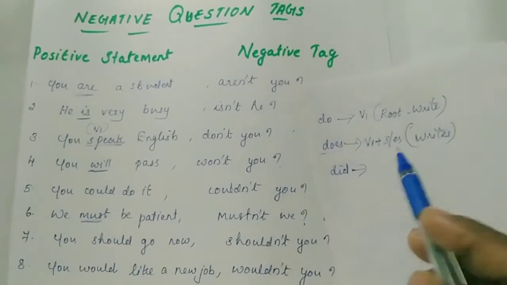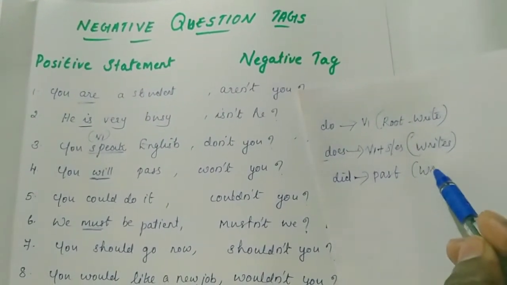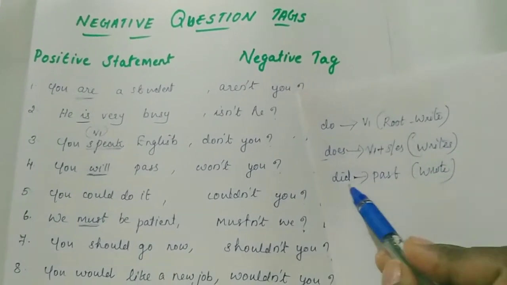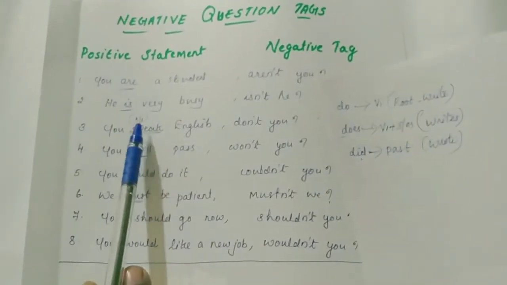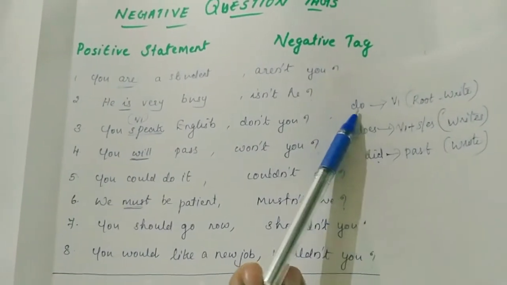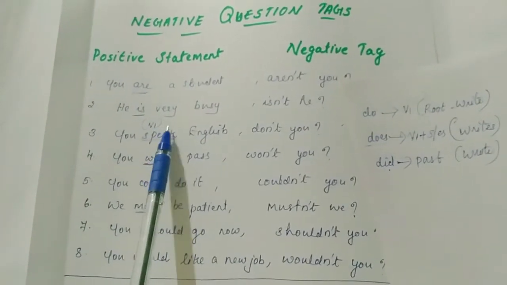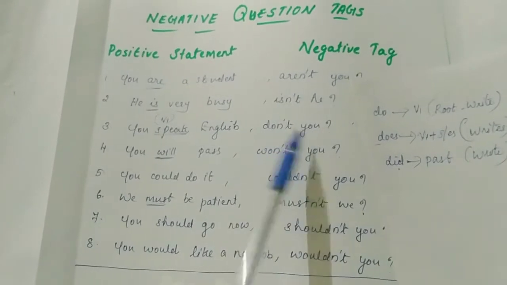If the verb is in the past form, for example, what is the past form of write? Wrote. Then we should take did. Here, what is the verb? Speak, in V1 form. That means we can take do. This is a positive statement. Do plus not, we should make the negative tag. Do plus not: don't you.